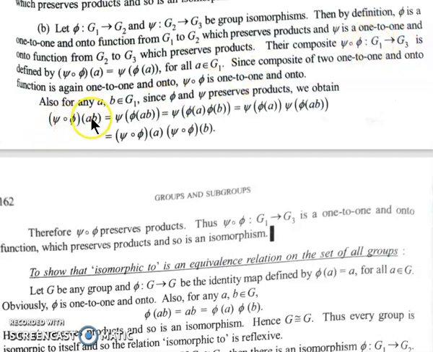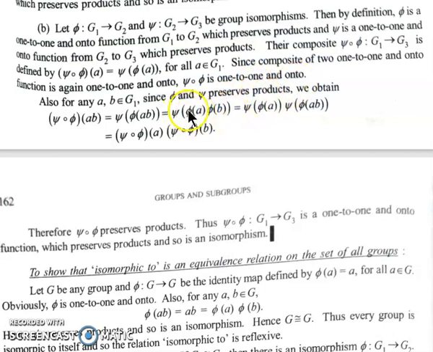Now psi composition phi of AB is equal to, by the definition of composition function, f composition g of x means f of g of x. So here psi composition phi of AB is equal to psi of phi of AB. Now phi is an isomorphism, therefore phi of AB can be written as phi of A into phi of B. Therefore psi of phi of AB is equal to psi of phi of A into phi of B. In each step you have to write its reason in brackets.